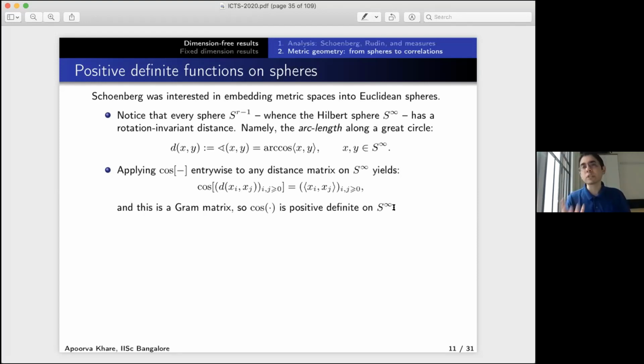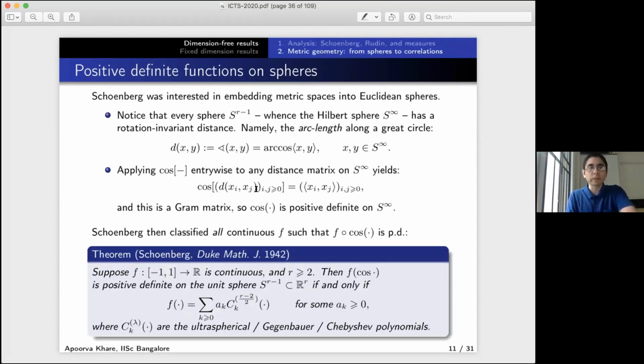So a function is positive definite on an inner product space, on a metric space, if applying the function entry-wise, now you're seeing the entry-wise calculus come in, yields a positive semi-definite matrix, even though the original matrix you applied it to was a distance matrix and never positive semi-definite. So Schoenberg, what he did was he classified all the continuous functions for which f composed cosine is positive definite.